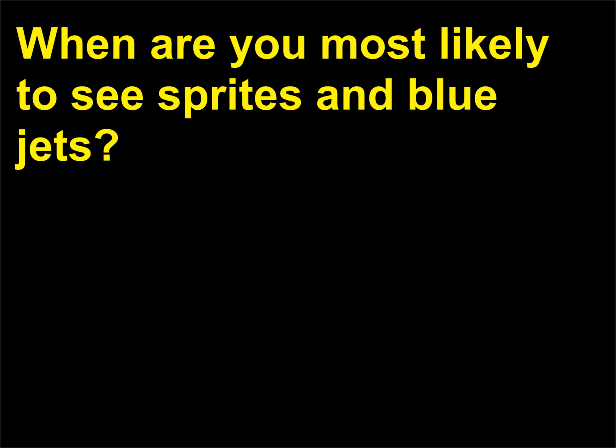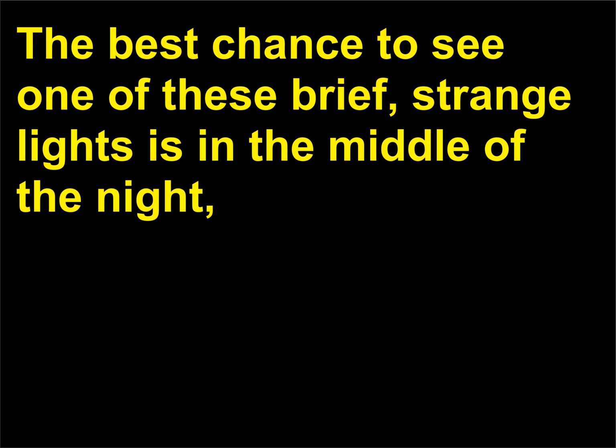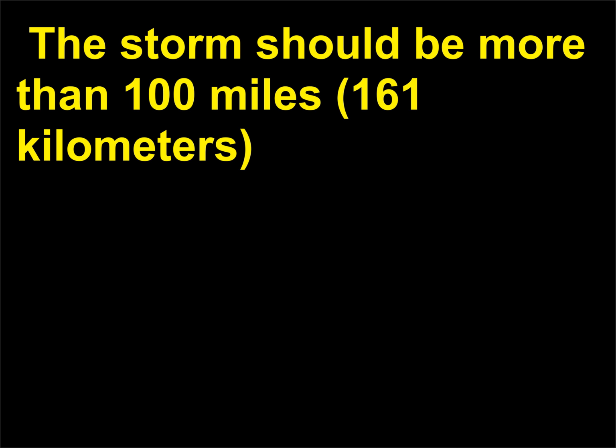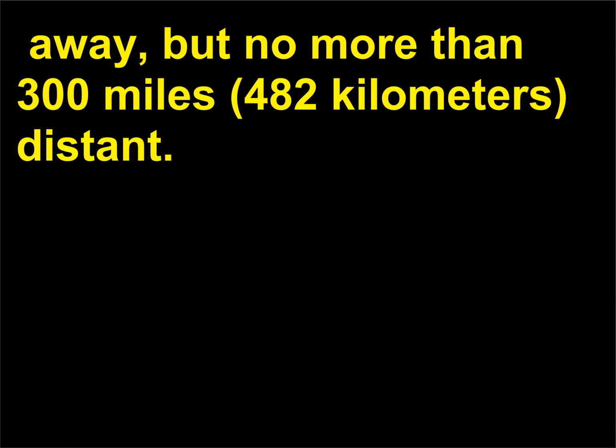When are you most likely to see sprites and blue jets? The best chance to see one of these brief, strange lights is in the middle of the night, when you are near a strong thunderstorm and far away from the light pollution of a city or town. The storm should be more than 100 miles, 161 kilometers, away, but no more than 300 miles, 482 kilometers, distant.